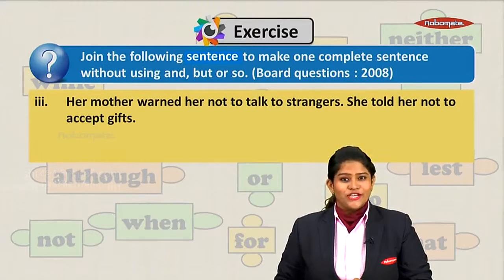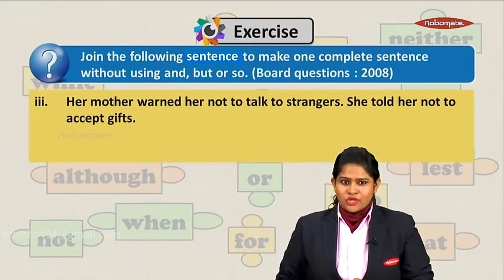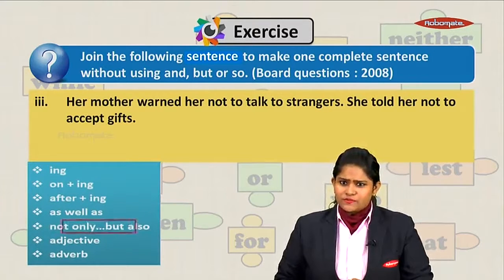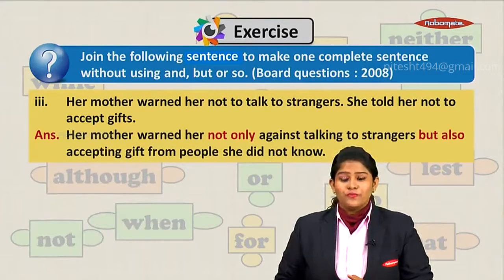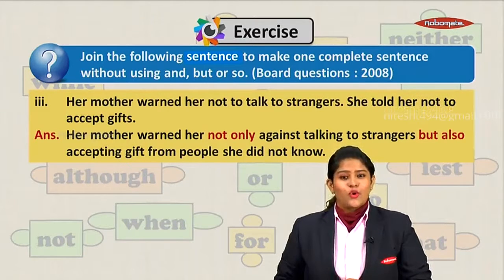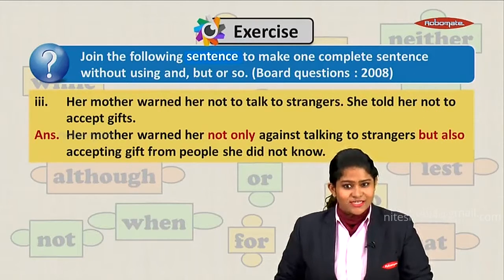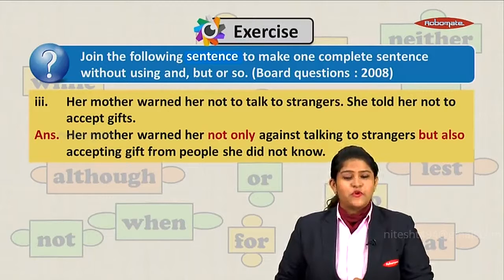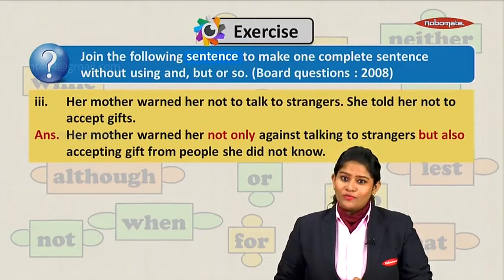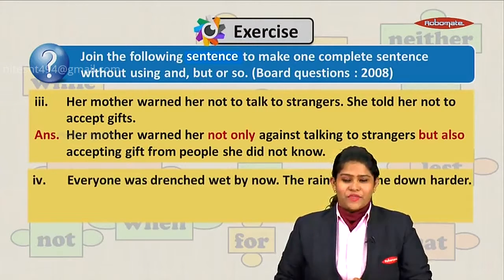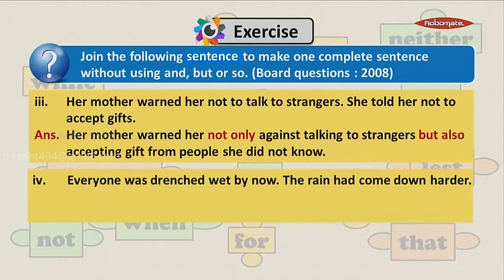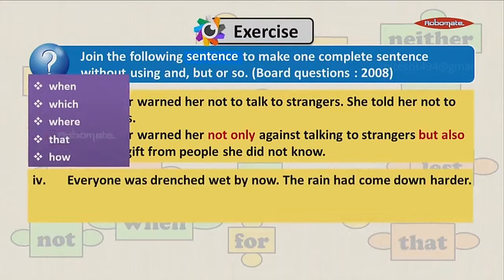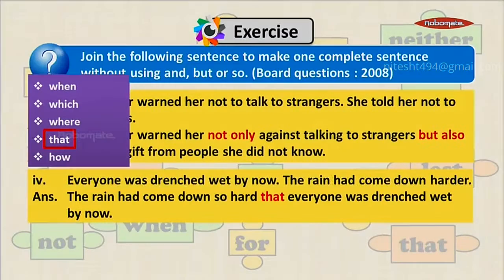Then, the next example. Her mother warned her not to talk to strangers. She told her not to accept gifts. I could use not only but also. Her mother warned her not only against talking to strangers, but also accepting gifts from people she did not know. The fourth one. Everyone was drenched wet by now. The rain had come down harder. I could use that. The rain had come down so hard that everyone was drenched wet by now.